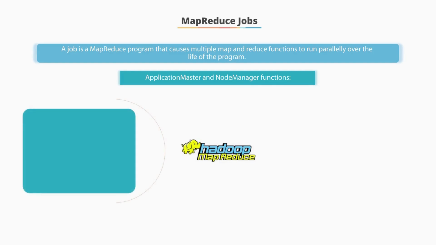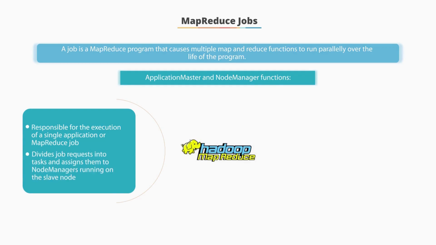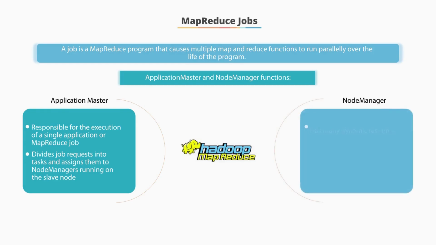First, the application master is responsible for the execution of a single application or MapReduce job. It divides the job request into tasks and assigns those tasks to node managers running on one or more slave nodes. The node manager has a number of dynamically created resource containers. The size of a container depends on the amount of resources it contains, such as memory, CPU, disk, and network I/O. It executes map and reduce tasks by launching these containers when instructed to by the MapReduce application master.